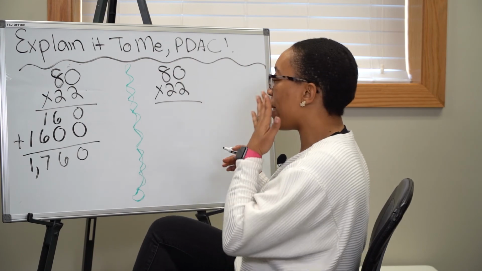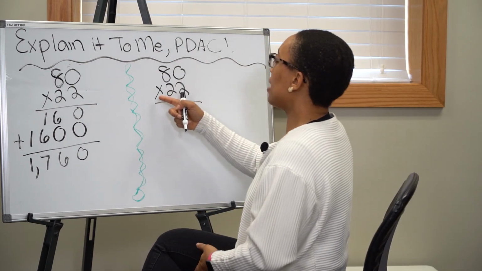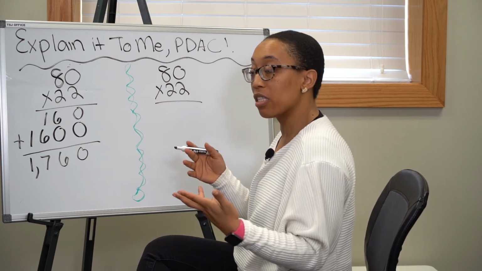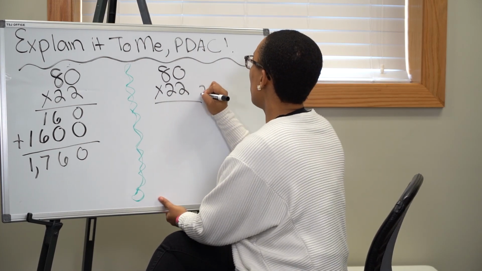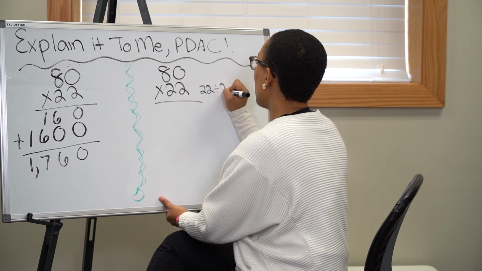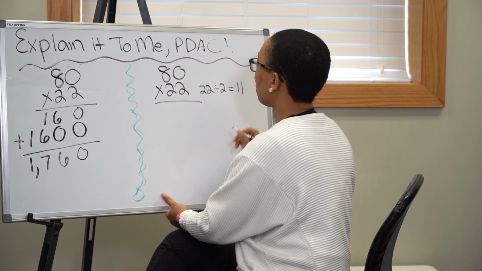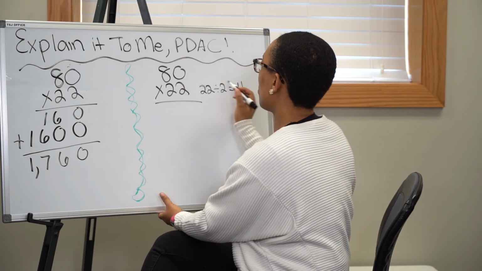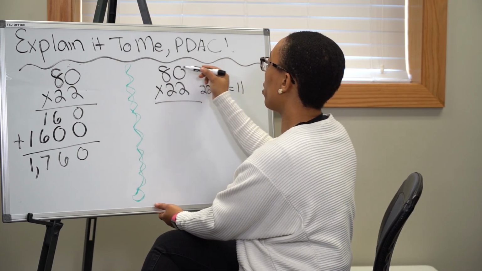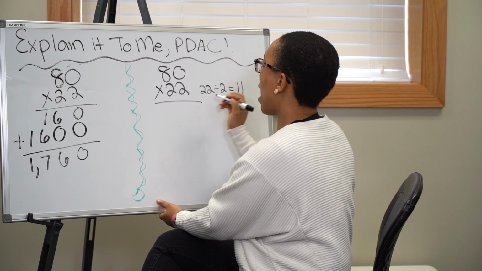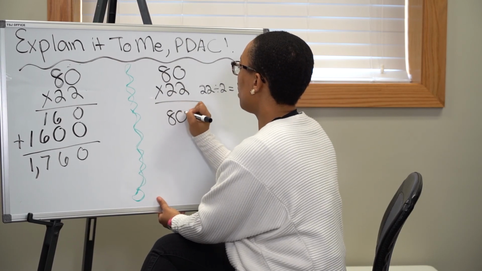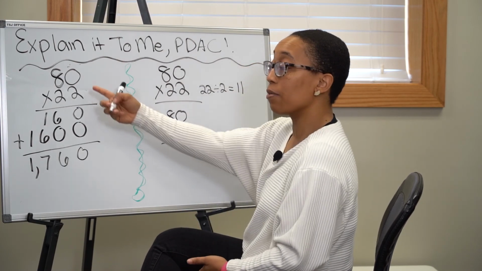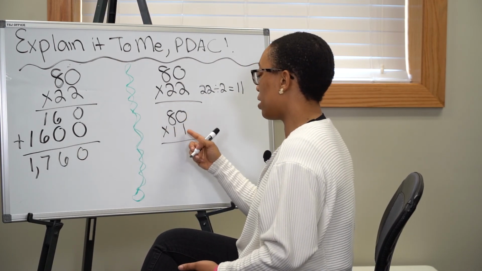Let's see if we can get the same answer over here. So we have 80 times 22. So remember, we divide the smaller number. So that's 22, and 22 divided by 2 equals 11. And then you need to multiply the big number from the original problem by the number we just halved. So then it's 80 times 11. So essentially we're doing what we did over here, double digit by double digit.